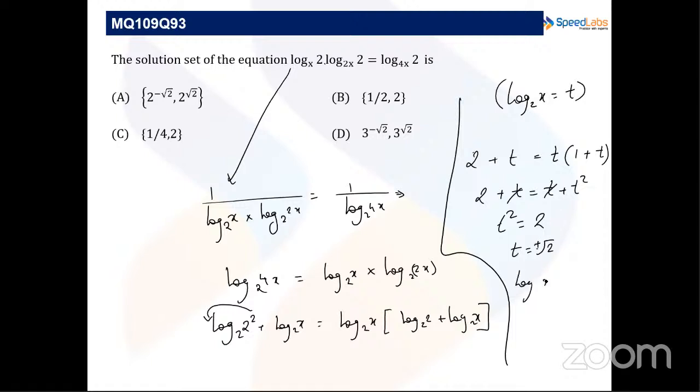So we are having log x to the base 2 equals to either root 2 or log x to the base 2 equals to minus root 2. So the value of x will be 2 to the power root 2 or x will be equals to 2 to the power minus root 2. So the correct option is option A.